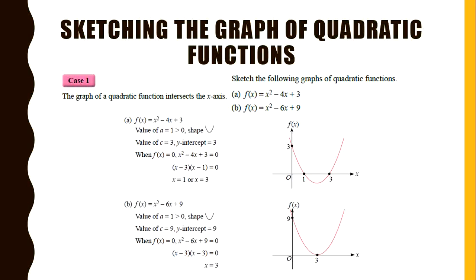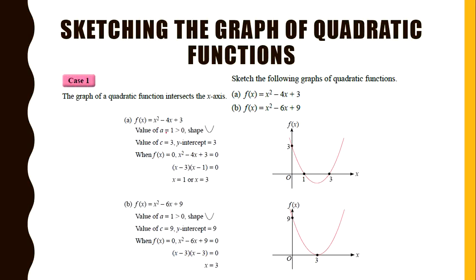Okay, chapter 1. This time we will learn to sketch the graph of quadratic functions. In this chapter we have two cases. The first case is the graph of a quadratic function that intersects the x-axis. Look at the two examples. The question is, sketch the following graphs of quadratic functions. We have A and B. Look at A first. We have f(x) equals x squared minus 4x plus 3.